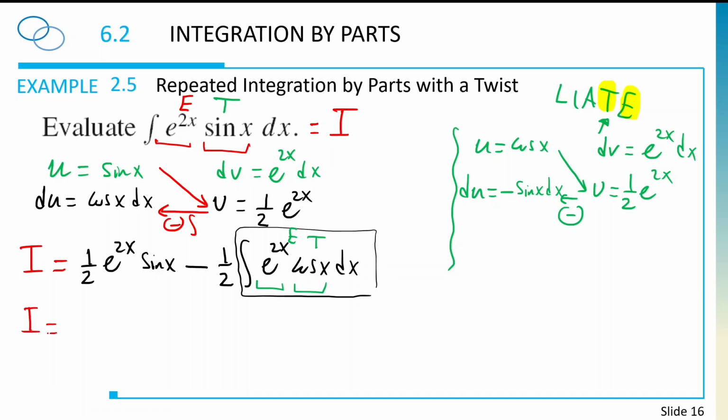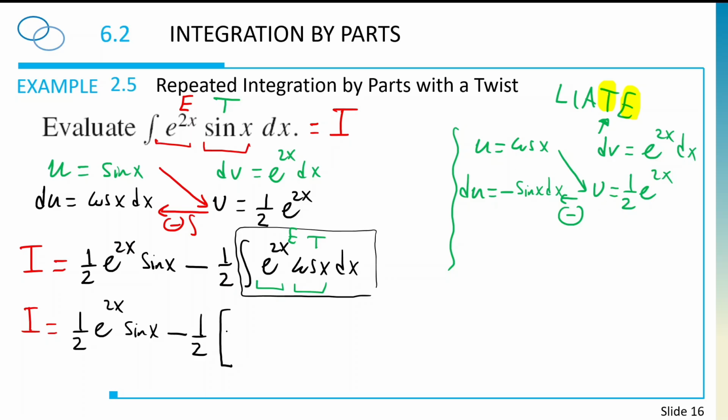So now what do we have? I is equal to, again, don't forget to carry over any terms you had from before. Half e to the power of 2x sine of x. Notice I told you before, if there's a negative, be careful. Negative half, and I'll open brackets, so I don't forget to distribute the negative half later on. Now this integration, this is the one by parts.